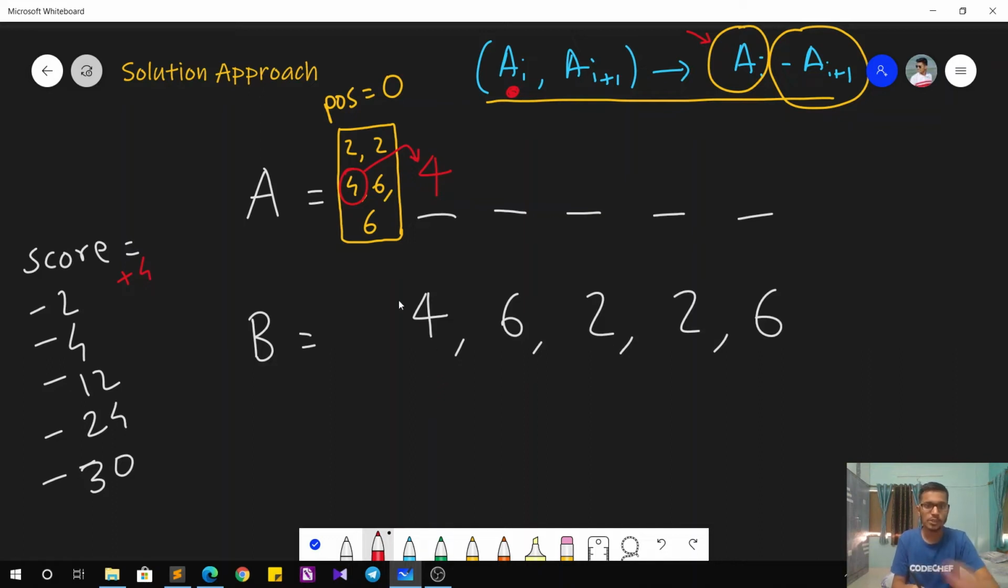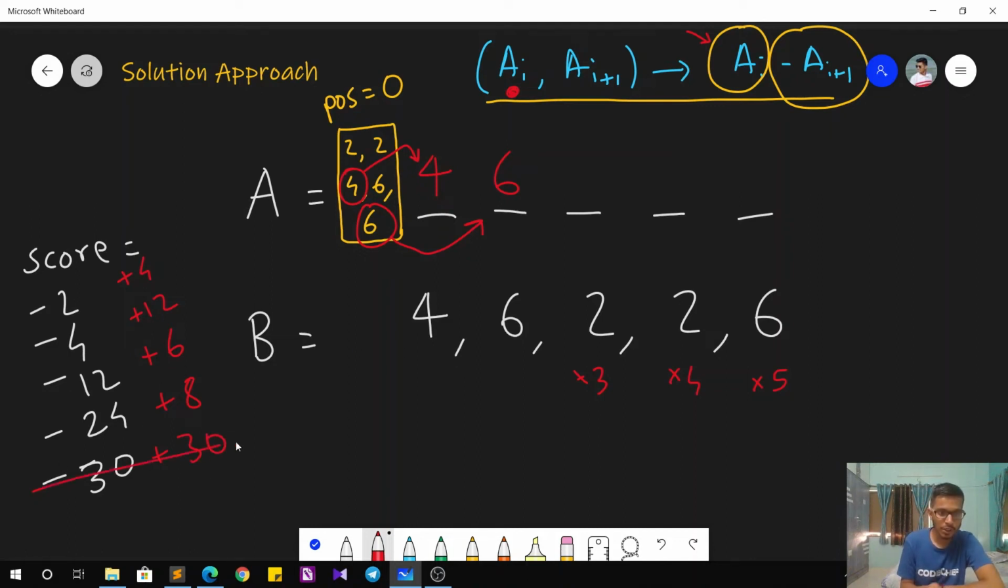So I do a plus 4 in my score. Then I do a plus 12 in my score because a 6 will go from here to here because it is needed. Finally, its position should be here. So plus 12, then 2 into 3, then 2 into 4, and 6 into 5. So what is this? This is plus 6 over here, plus 8, and plus 30.